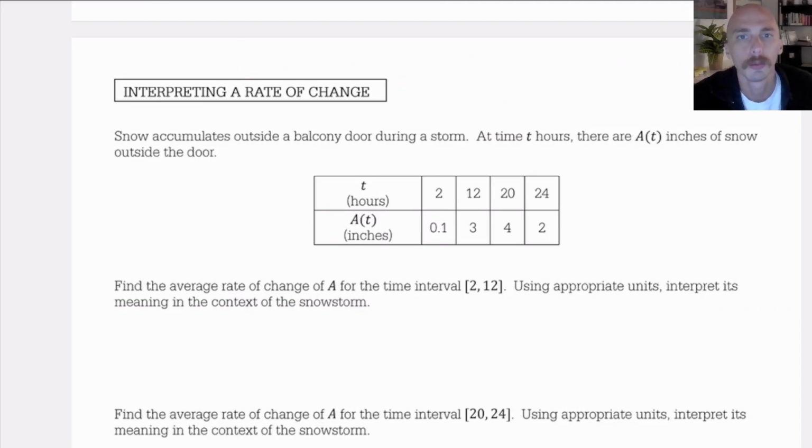All right, now we're going to bring in a new scenario and take it a little bit farther. Snow is accumulating outside of a balcony door during a storm. At time t hours, there are a of t inches of snow outside the door. Find the average rate of change for a on the time interval 2 to 12. Okay, bring in the formula.